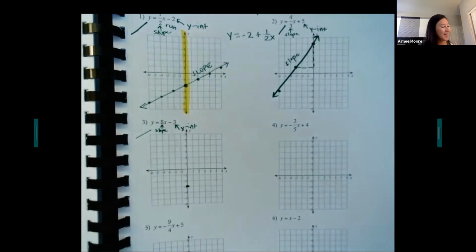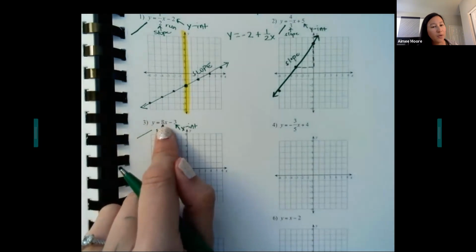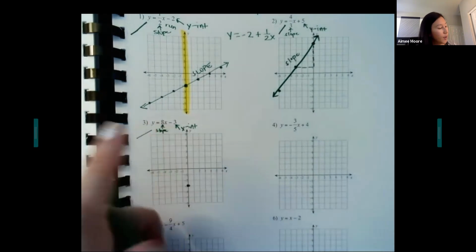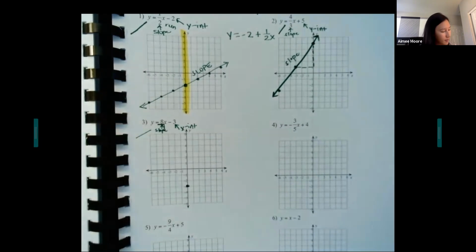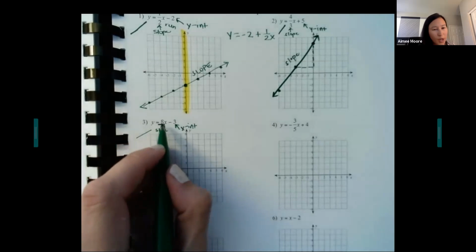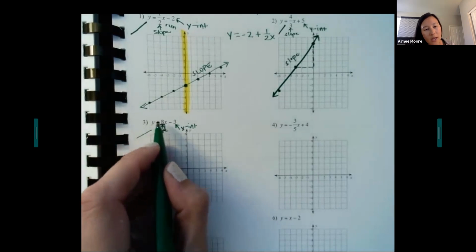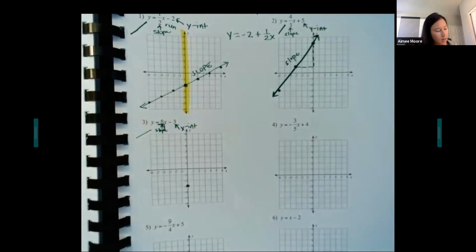And then our slope is 8. So we need a rise and a run. So it's not really just 8, it's 8/1. So you can rewrite the slope. Now you want to have it written as a fraction when you're graphing, so that you have a rise and you have a run.